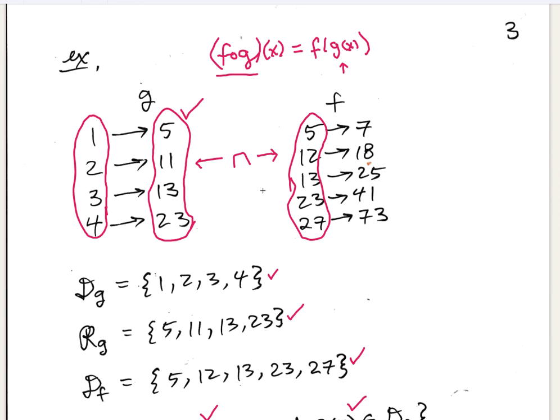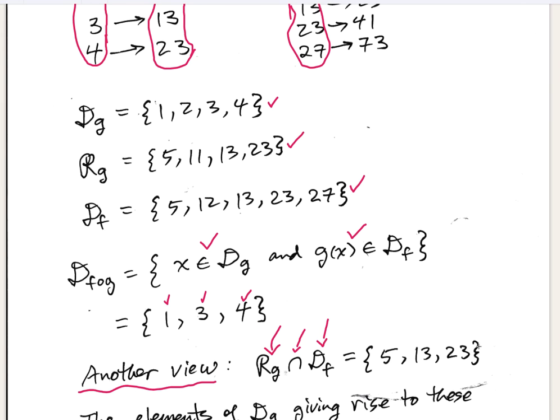This would be a way of finding the image elements of g, or the range elements of g, that also lie within the domain of f. This is supposed to be rounded off. That's intersection. Remember, intersection is just what's common between the two sets. If I intersect those two, I would get 5, 13, and 23.